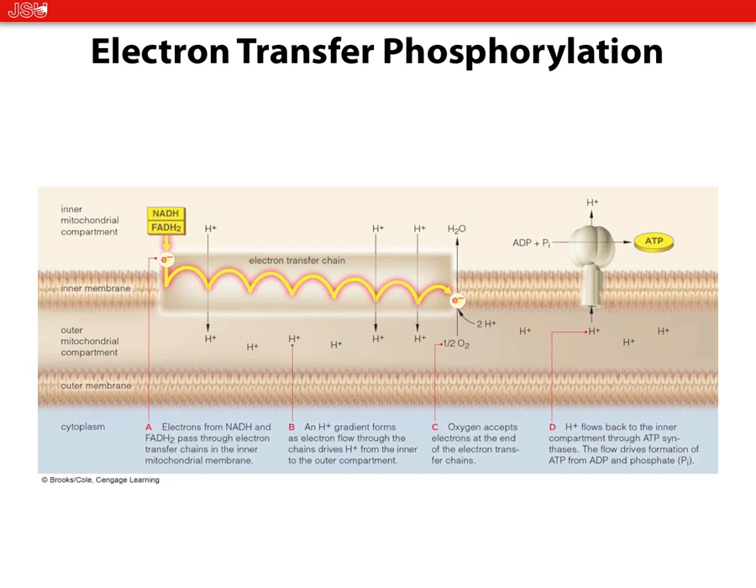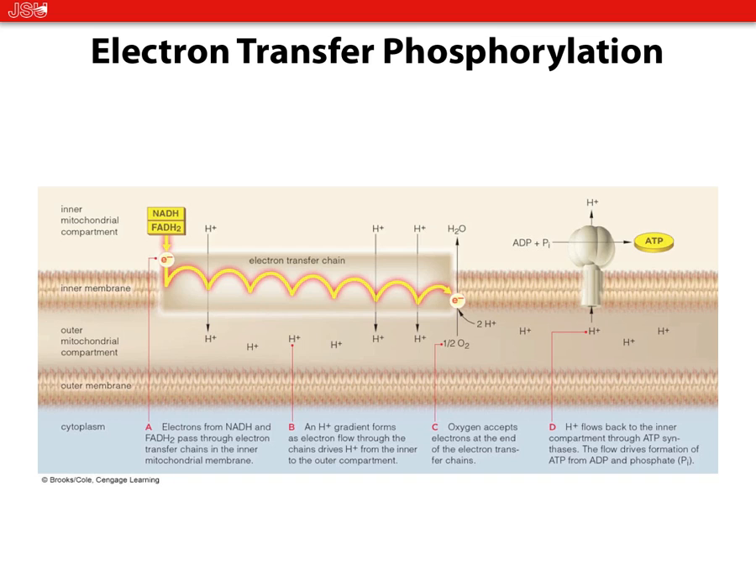Oxygen, see why we need oxygen? After all those electrons have done their job in making that H+ gradient, we've got to get rid of those electrons. So we take those electrons and the protons and combine them with oxygen, and that makes water. So that's why you need oxygen. You have to get rid of these products. How you get rid of them is you combine them with oxygen.